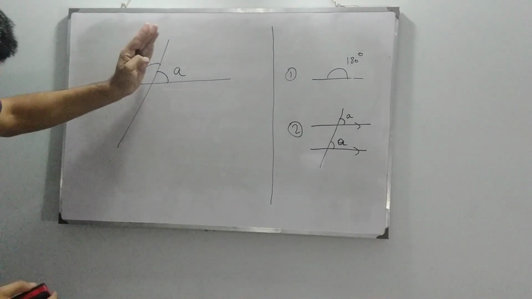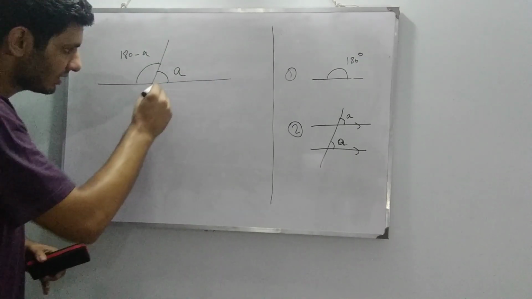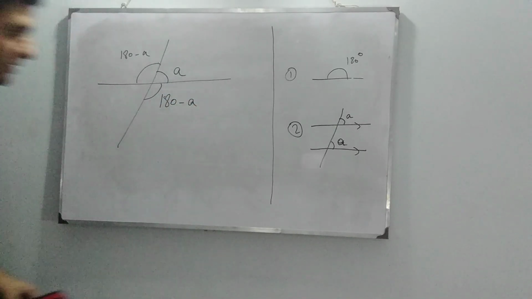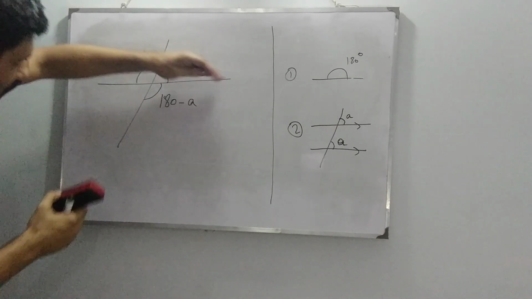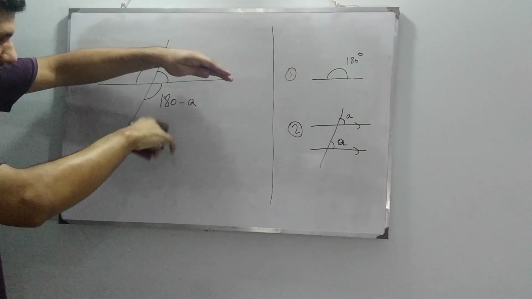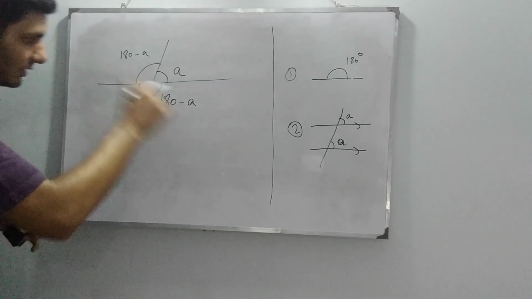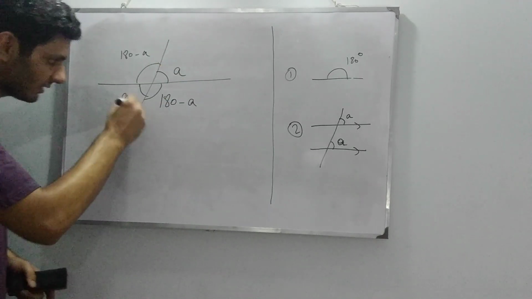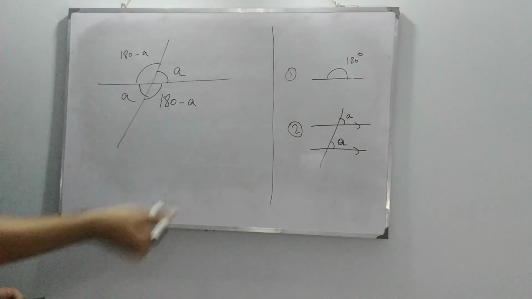Now, take this straight line. By the same reasoning, this angle should also be equal to 180 minus A. Right? Now take this line. If this is 180 minus A, then the only angle that can make the whole sum equal to 180 is if this angle is A. Right? Because A plus 180 minus A gives me 180.